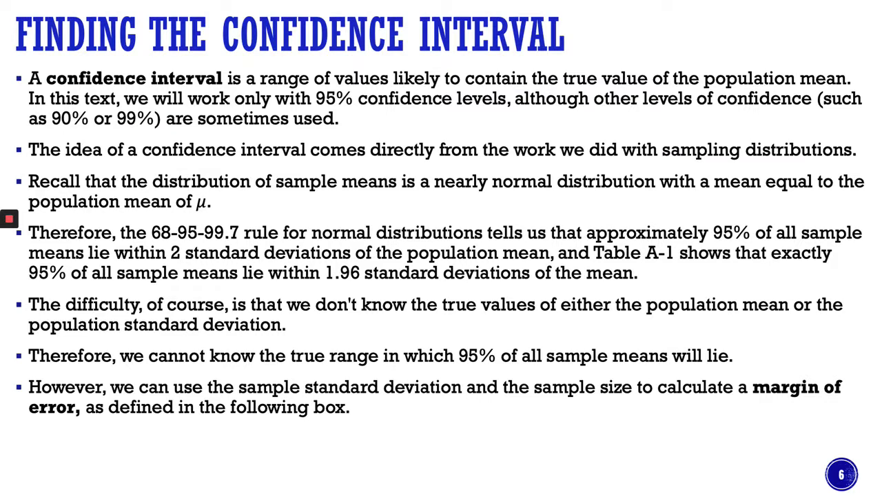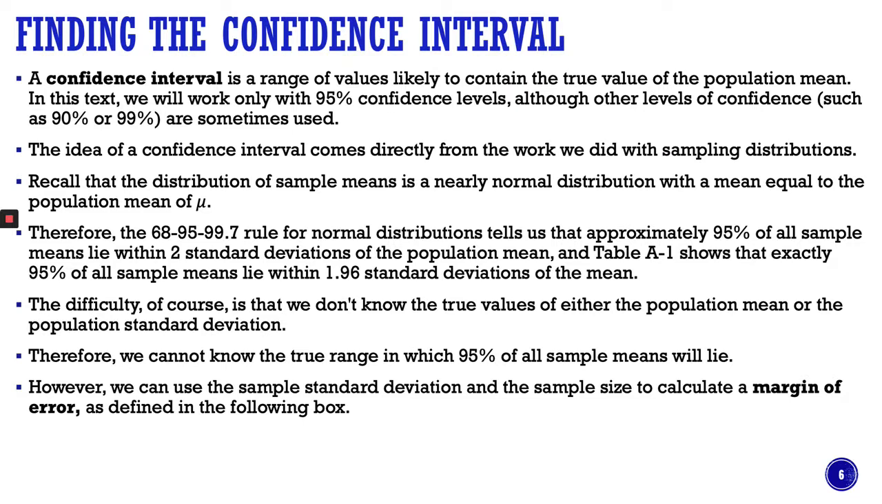In this text, we will work only with 95% confidence levels, although other levels of confidence, such as 90% or 99%, are sometimes used. The idea of a confidence interval comes directly from the work we did with sampling distributions. Recall that the distribution of sample means is a nearly normal distribution with a mean equal to the population mean of mu. Therefore, the 68, 95, 99.7 rule for normal distributions tells us that approximately 95% of all sample means lie within two standard deviations of the population mean. And Table A1, remember that's the one we use for finding the percent once we have a z-score, shows that exactly 95% of all sample means lie within 1.96 standard deviations of the mean.